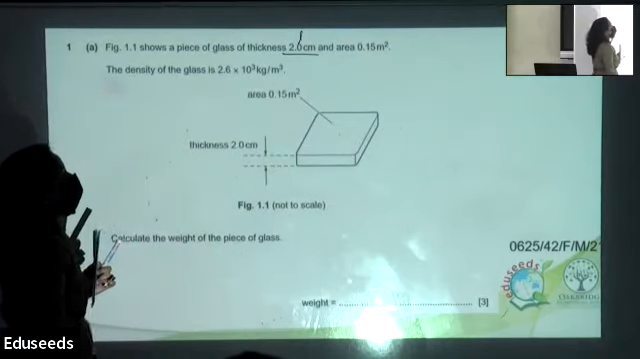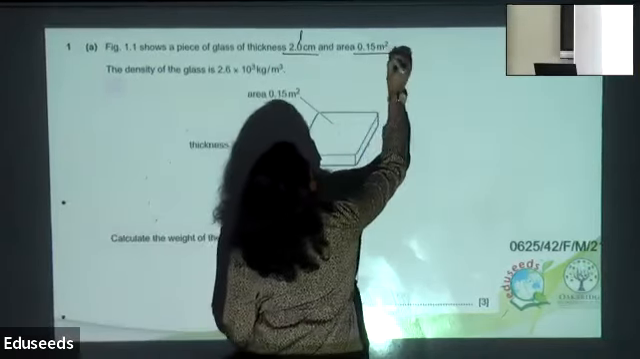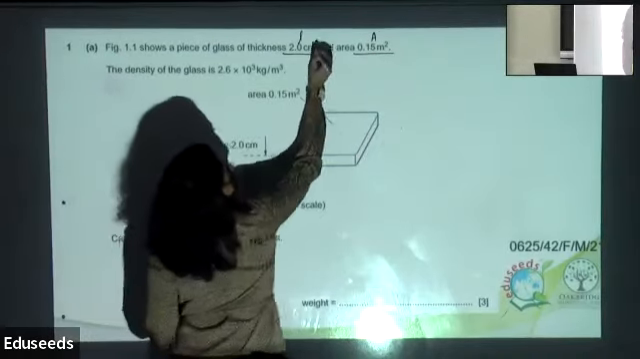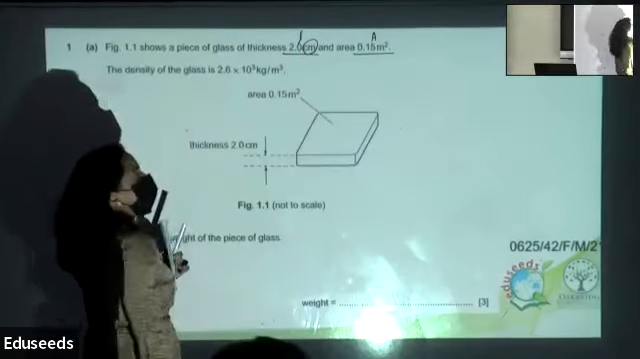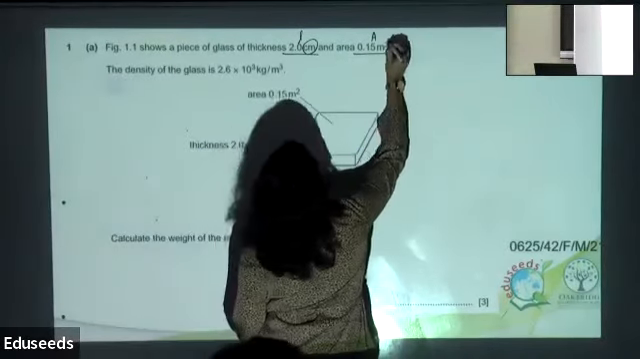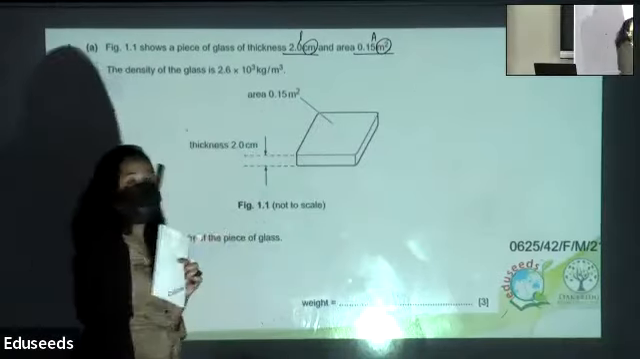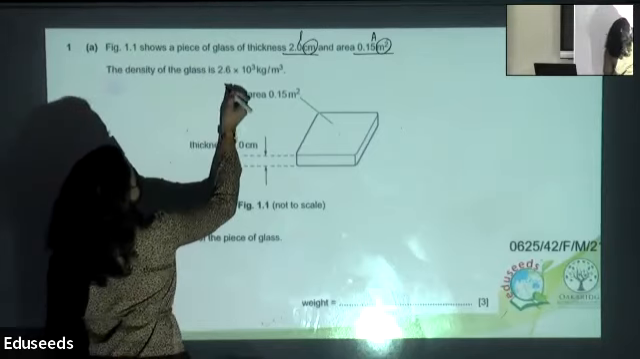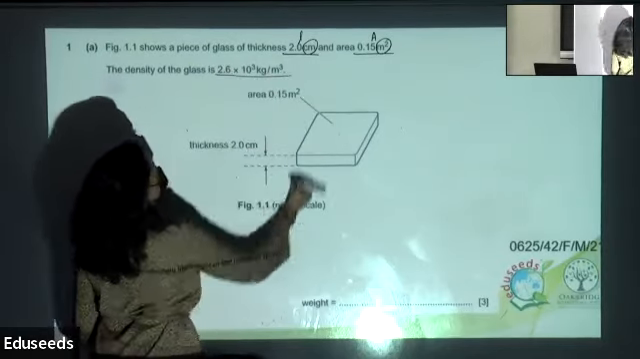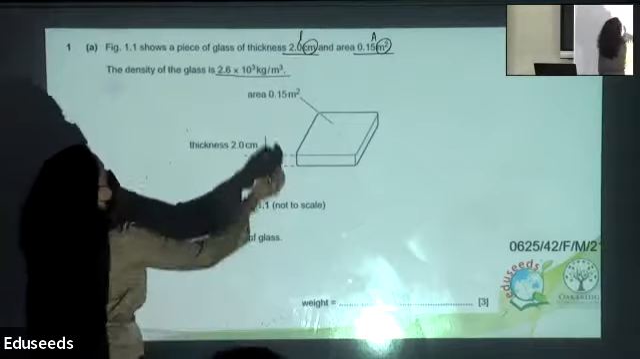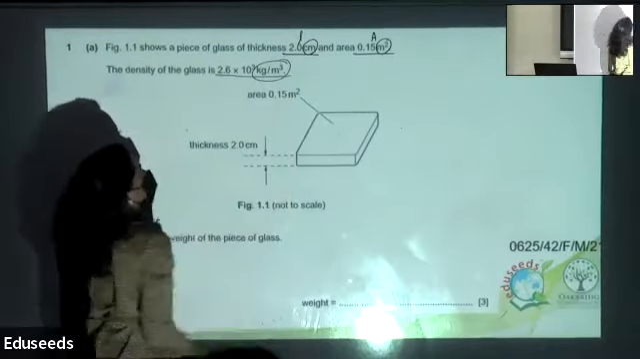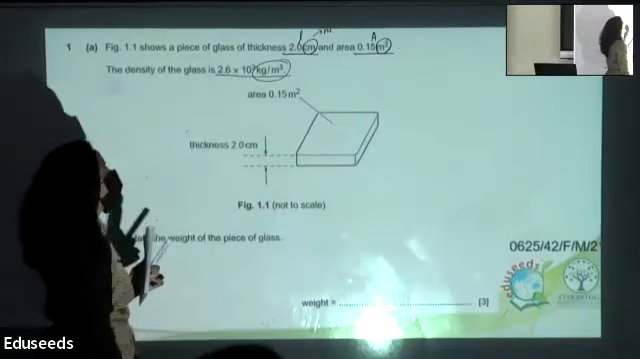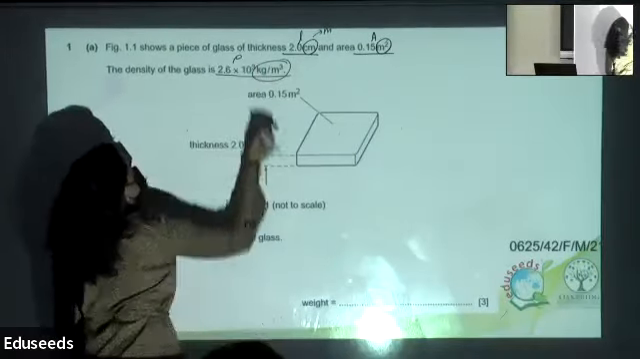And area 0.15 meters square. So this is area. If you look at the unit, the thickness is given in centimeter and the area is given in meter square. So just circle it so that you know later you have to convert it. And then the density of the glass is 2.6 times 10 to the power of 3 kilogram per meter cube. Obviously, you have to change the length to meter. And this is rho, which is the density.